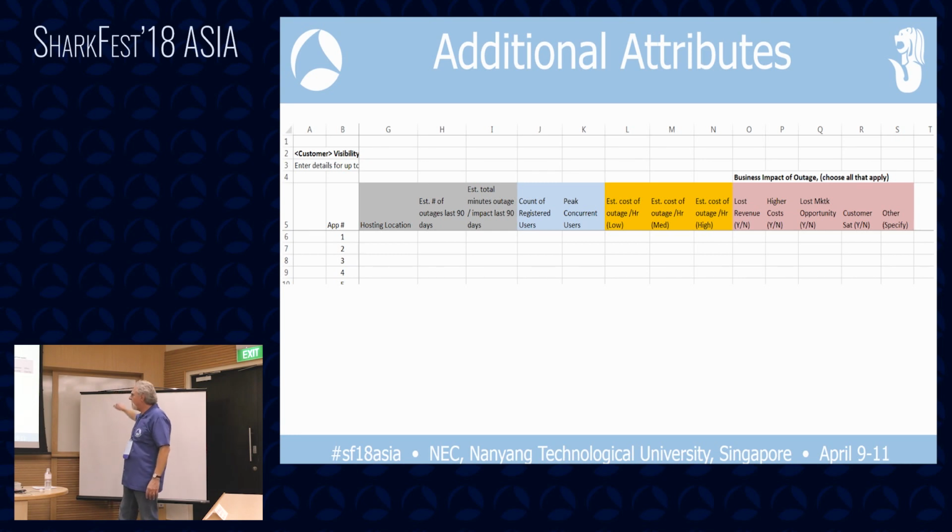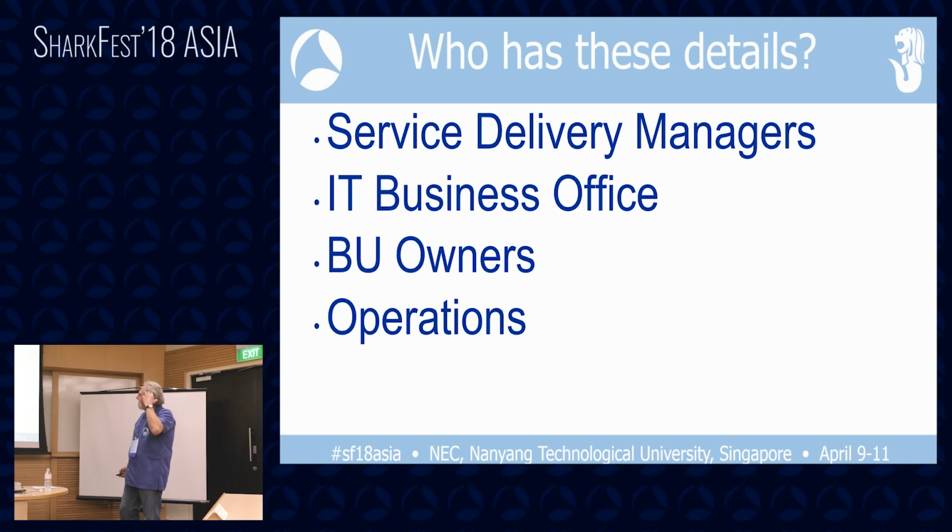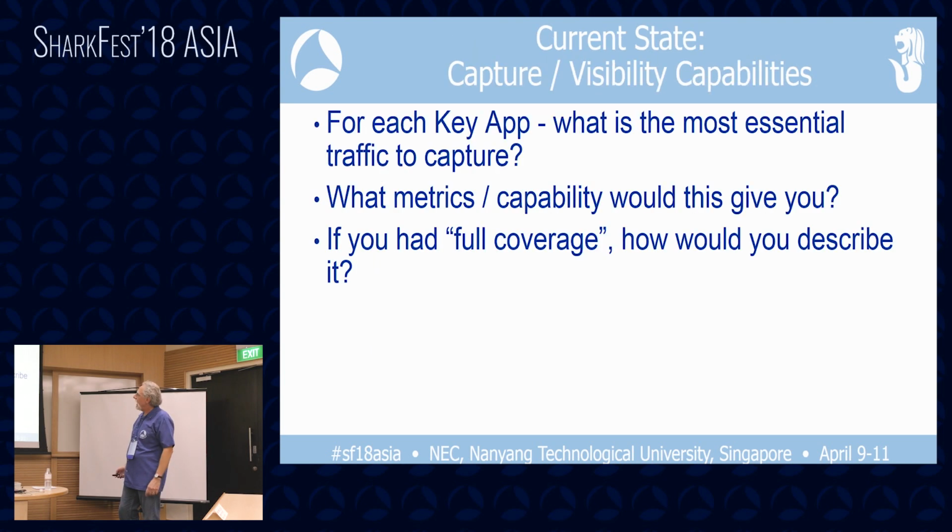And then the types of business impact, lost revenue, higher costs. You could actually put anything in these columns, but this gives you an idea when you're talking to management about why these things are important. Why these apps and not other apps. So it's hard to get these details, but these are the folks you could talk to. And then for each of the apps, you're going to create a heat map showing where are my gaps, where am I blind, and where do I have visibility.